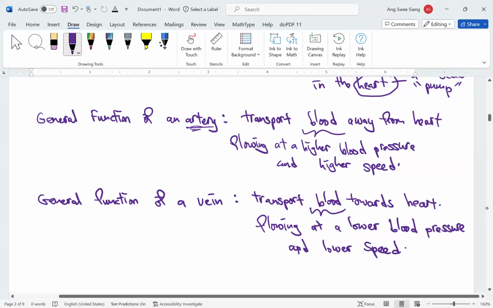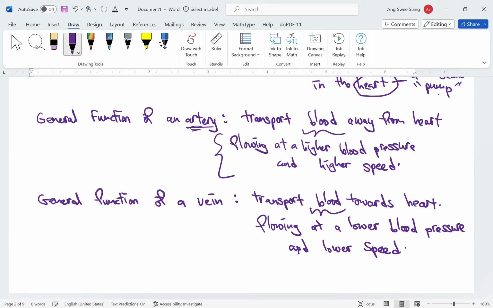So very good. You must understand, because the blood is flowing at a higher blood pressure and higher speed, the walls of arteries must be thicker, more muscular, and more elastic.